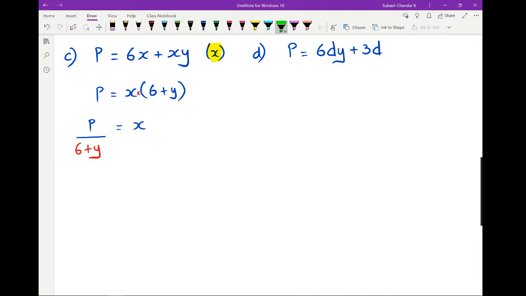And for question D, guys, what I wanted you to do is make the letter D itself the subject. So you want to factorize it and then rearrange it. And I'm going to put question E there.